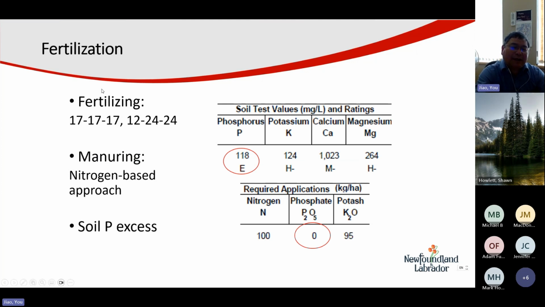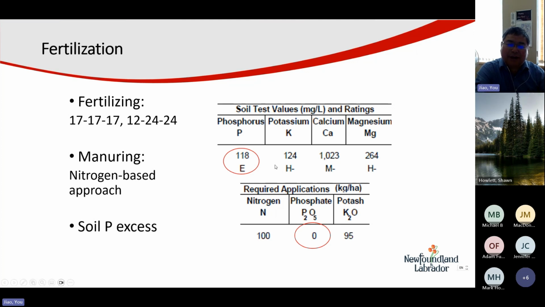Normally, you might hear about the blended fertilizer ratios like triple 17, 12-24-24, 6-12-12. Those are the common blended fertilizer ratios. But manuring is a nitrogen-based approach. If a crop requires more nitrogen, I use the manure to meet the nitrogen requirement. So basically, I oversupply the phosphorus.